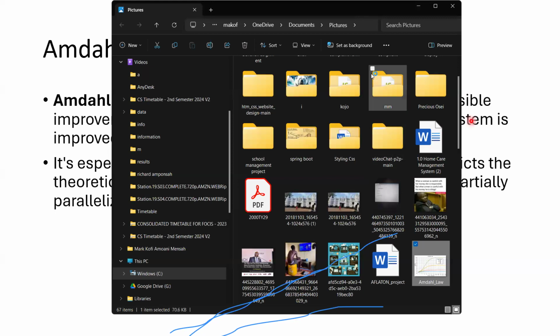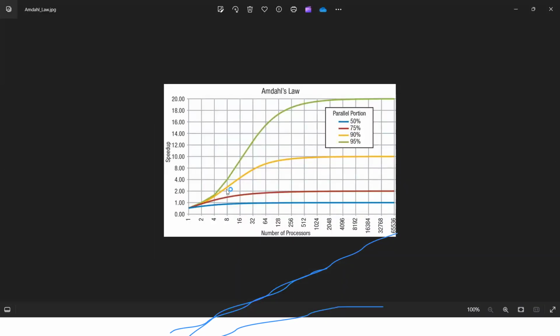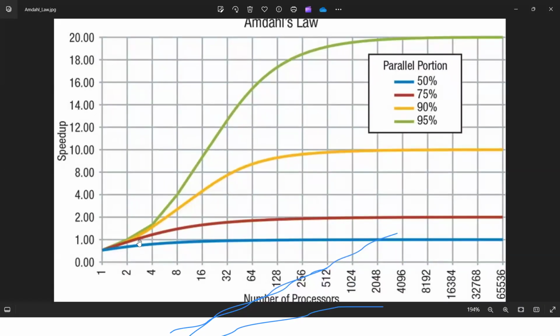So if I am looking at the graph which I have over here, I'm looking at the situation whereby when there is improvement, let's take the green line, right? When there is improvement, the computer will improve. You can see that the computer is speeding up based on the number of processors. It's speeding up. It is speeding up.